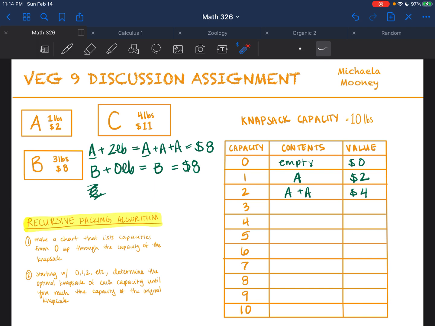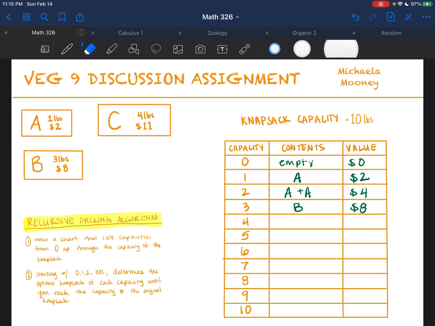Now, both of these combinations have the same value. They're both worth $8. That means we could choose either of them as our optimal capacity contents. I am going to choose B just because it only has one letter, and that way I don't have to keep rewriting A plus A plus A plus A plus A plus A later on. But really, you could choose either one, whichever one you feel like. I'm just choosing B because it's less writing for me to do. So 3 is done.